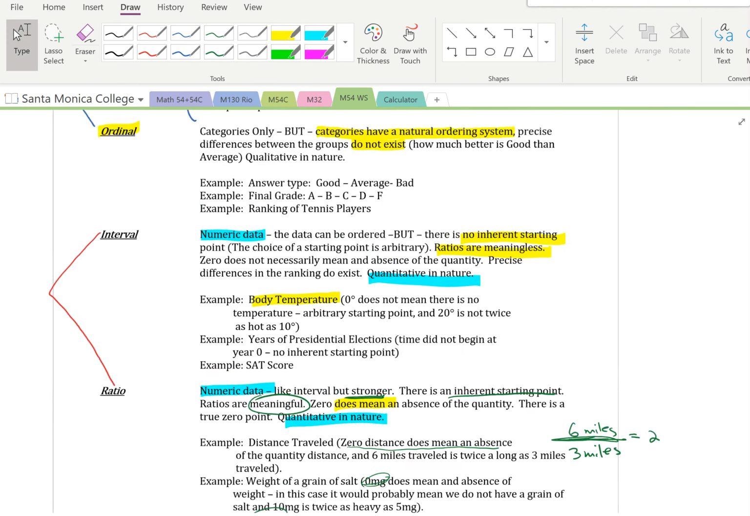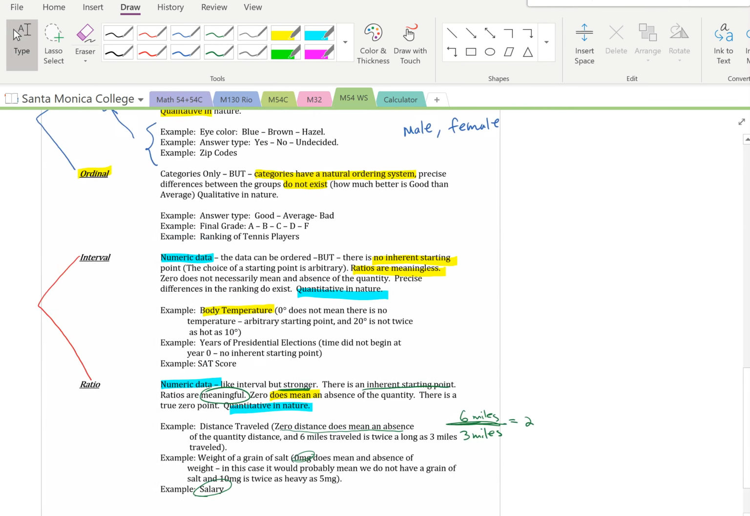So those are the levels of measurement. Let me zoom in so you can see all of them together.